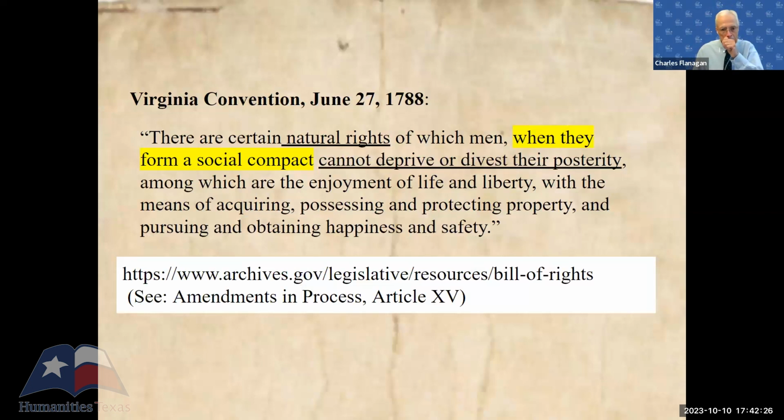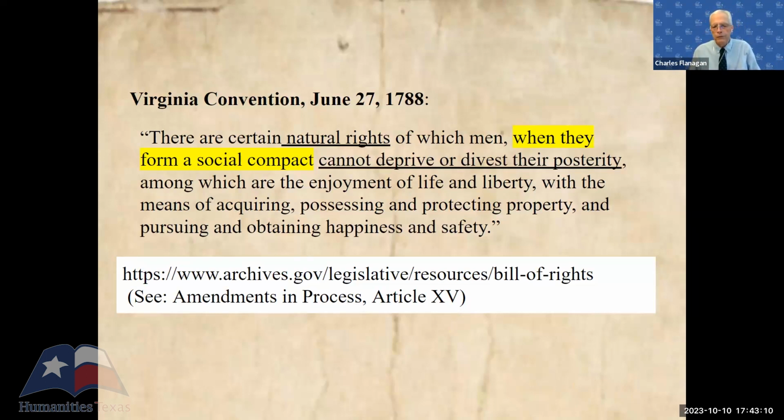So looking at some of the Federalist, Anti-Federalist ideas that were relevant to this discussion, this will be relevant to what we call the Ninth Amendment in our language, but I called it by the name I took from proposed Article 15, before it was winnowed down and became the Ninth. The Virginia Convention said there are certain natural rights of which men, when they form a social compact, cannot divest or deprive their posterity, among which are the enjoyment of life and liberty, with the means of acquiring, possessing, and protecting property, and pursuing and obtaining happiness and safety.